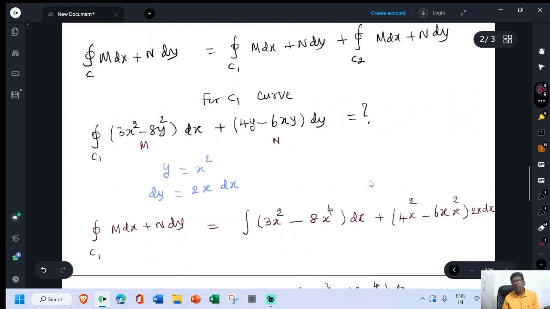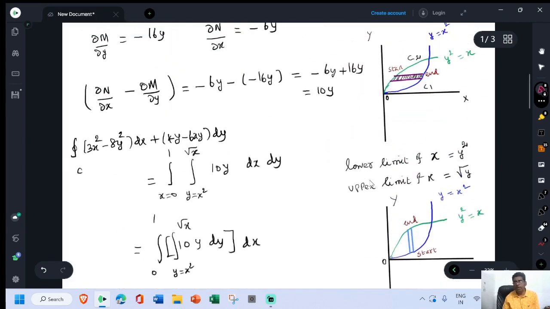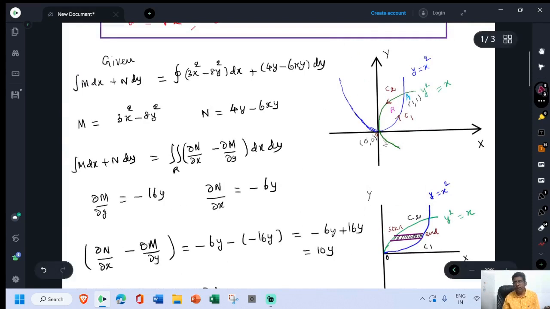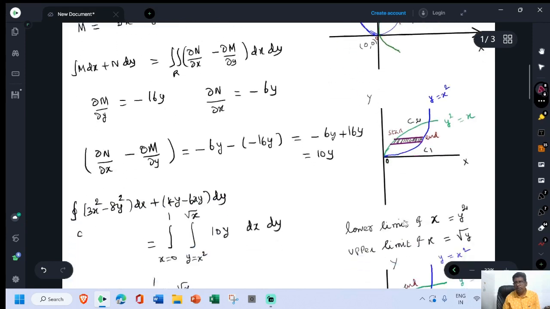Or directly we may go to this curve. No need to think about the closed region. We should think about the curve C1. The curve C1 starts from the point 0. The value of x is 0 and the maximum value of x is 1. We won't consider this region. We won't consider this equation.